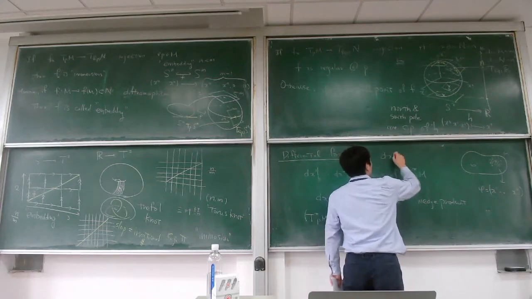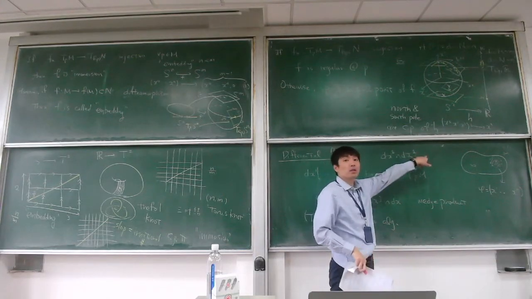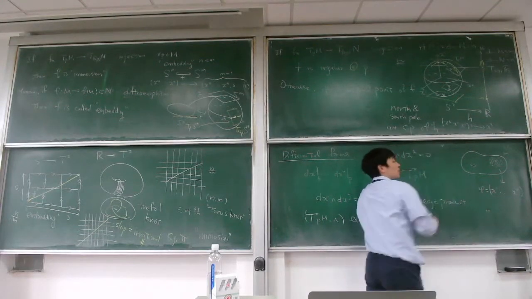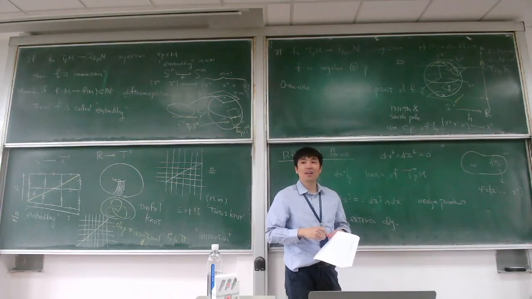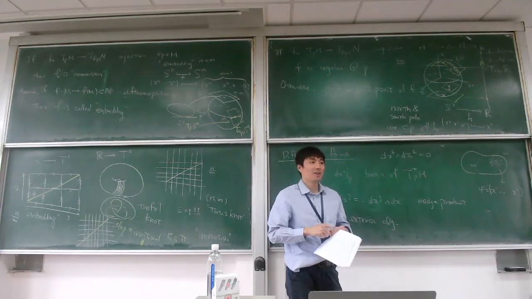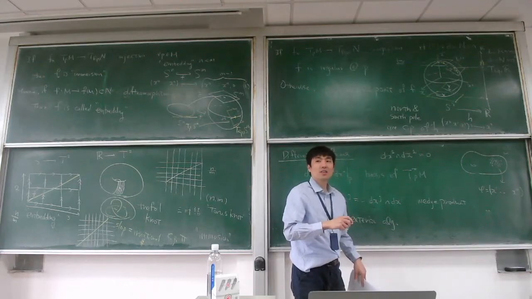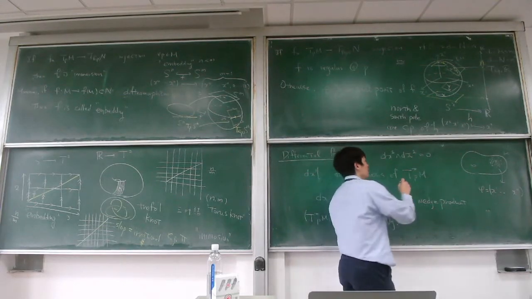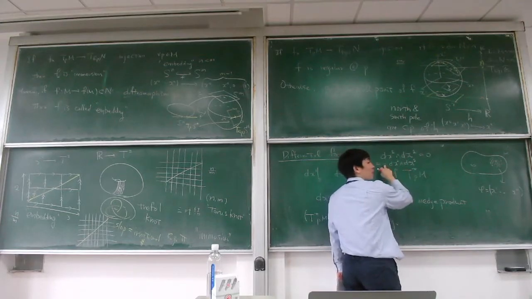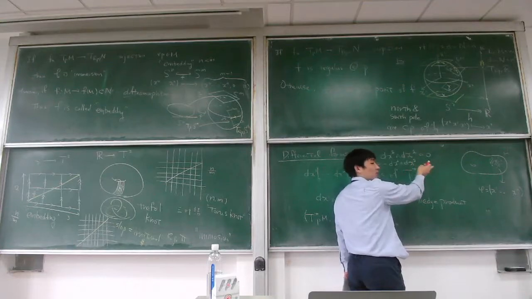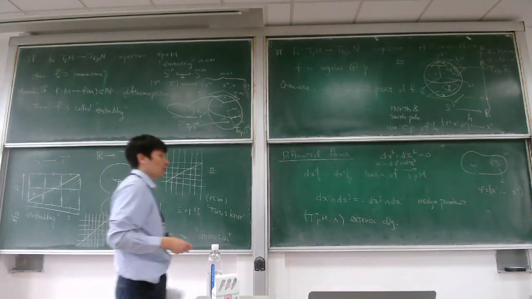So what about this one? If i and j are equal, what's going to happen? Zero. Why? Can you show it? This is equal to minus dx1 wedge dx1. If you swap them, you get a minus sign, but they are the same quantity, so it has to be zero because of the minus sign. Okay. So this is the exterior algebra.